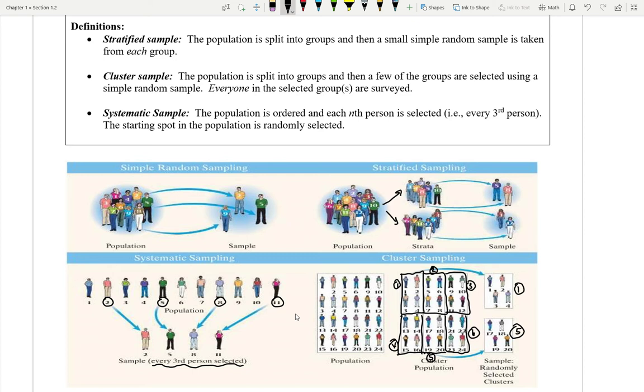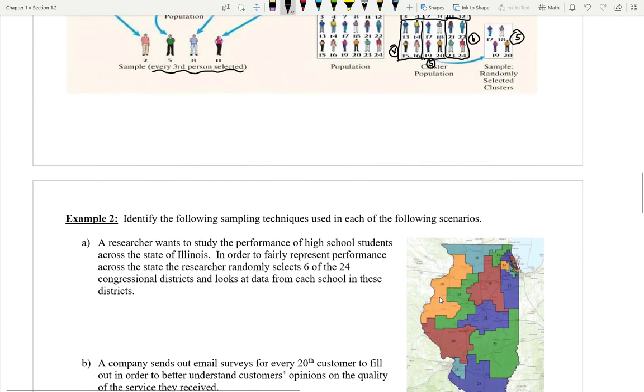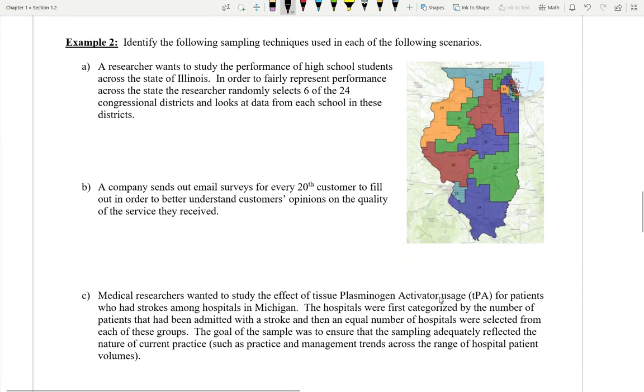Okay. So one of our goals within our class here is going to be able to identify which sampling technique we're using within different scenarios. And if we look down here at example number 2, we'll see that we have several different problems where we're going to be asked to identify the sampling technique. So let's take a look at each of these and see if we can apply what we had just learned to help answer these questions.